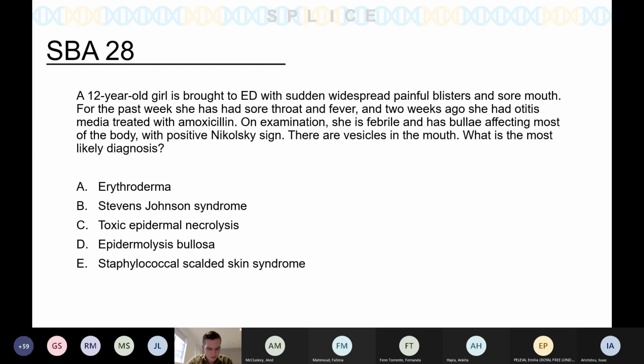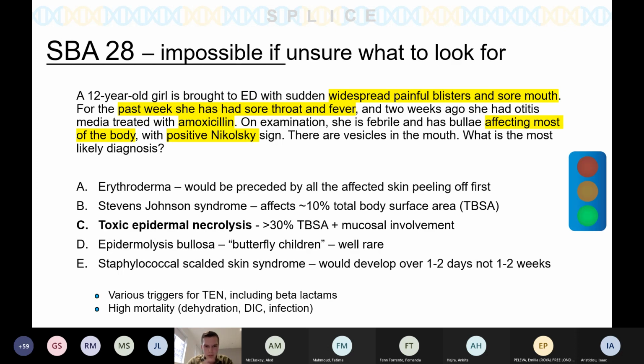Okay, let's close the poll, see what we've got. There's a hearty split, which is good. So it's an important learning point. We've got a few more numbers to learn, actually. So you see that this girl has, you might call it desquamation, I'm not really sure, but blisters over most of the body.